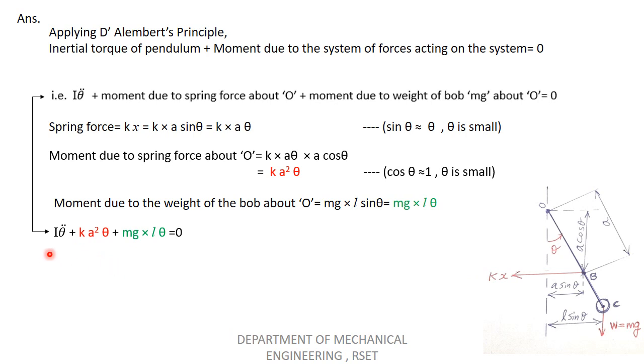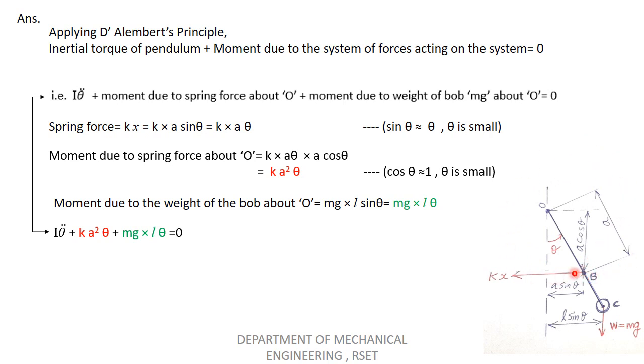We know that the inertia moment acts in the clockwise direction because I have displaced the bob in the counterclockwise direction. So the inertial torque is acting in the clockwise direction. So if the moment due to spring force is in the clockwise direction, we will take it as positive.